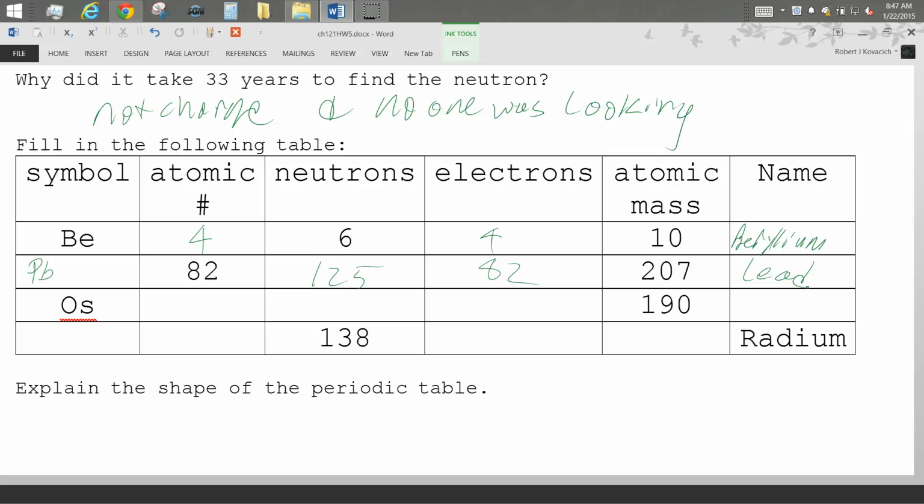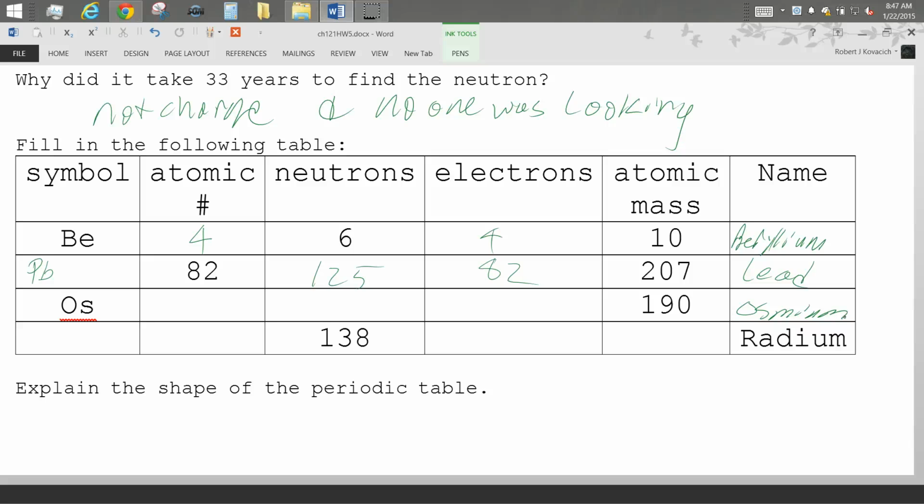OS? What's the name for OS? Osmium? Does anybody know what the interesting point of the element osmium is? Sounds like a transformer. I said it sounds like a transformer. Oh, osmium. Yeah, that's a pretty good name.